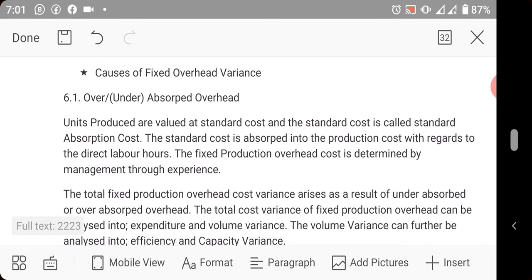You understand? We have standard hours and we also have budgeted hours. We have actual hours. We also have actual cost and budgeted cost. So we are going to be investigating through variance analysis the cost of the over or under absorbed overhead. Recall that over or under absorbed overhead arises as a result of the difference between overhead absorbed and actual overhead. So that said, we'll continue.